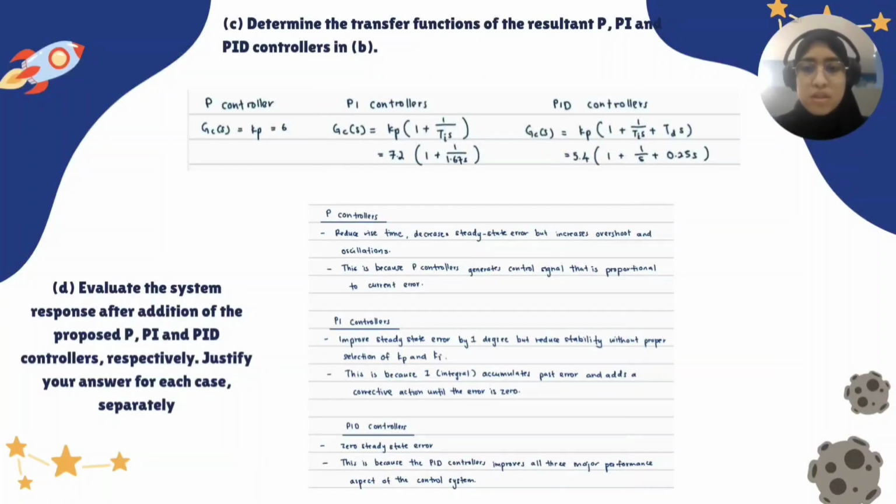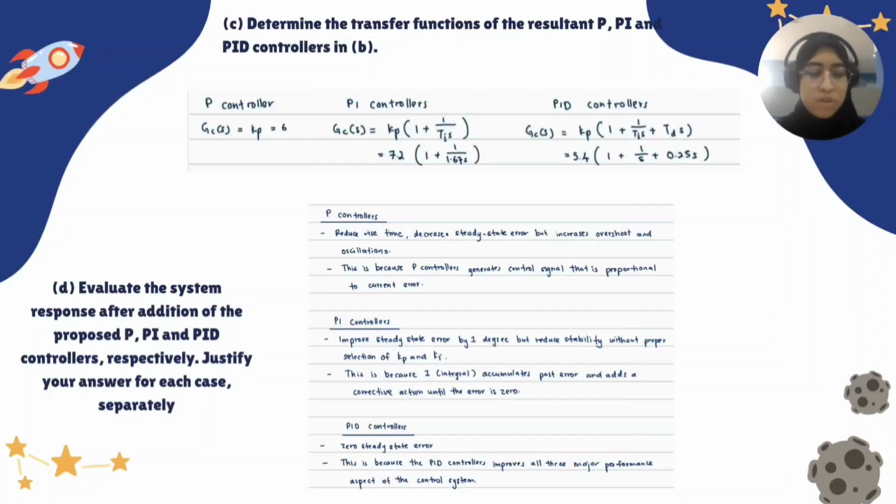As for question D, we evaluate the system response with the addition of the P, PI, and PID controllers respectively. For the P controller, it reduces the rise time and decreases the steady-state error, but it increases the overshoot and the oscillation. This is because the P controller generates a control signal that is proportional to the current error. The PI controller improves the steady-state error, but it may increase the overshoot without proper selection of Kp and Ti.